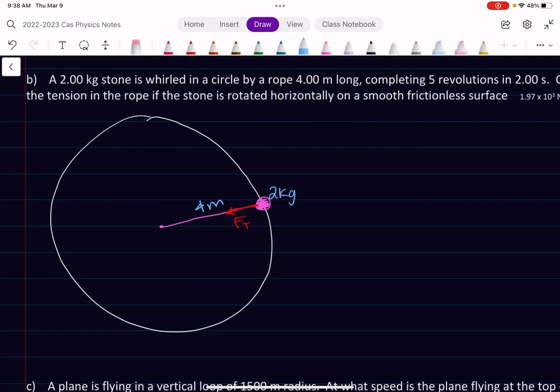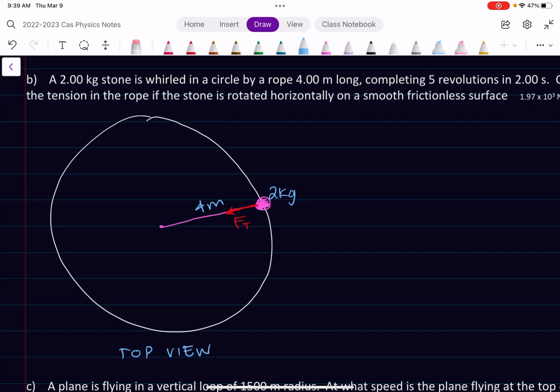So as we talked about in class, this is a slightly silly problem because you have a 4-meter long rope with a 2-kilogram weight attached to the end of it. It's kind of hard, and it's undergoing a horizontal circle. So what we're actually looking at is the top view, or the bird's eye view, of this circle.